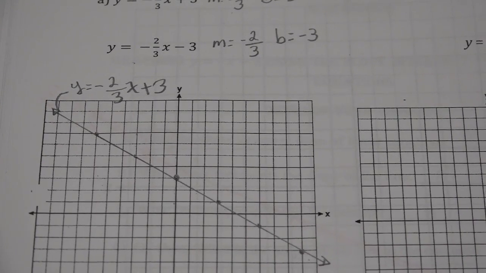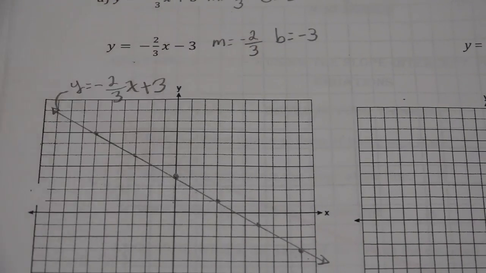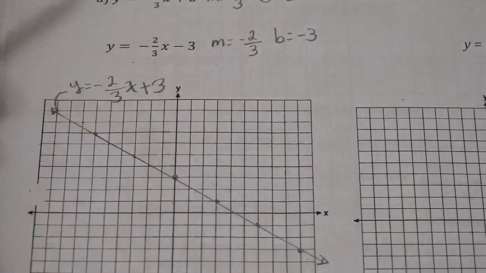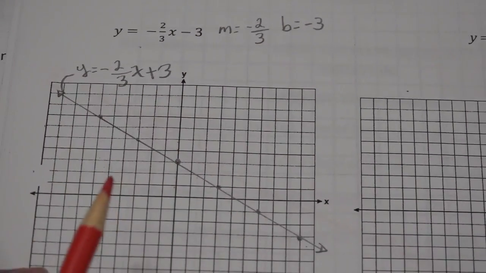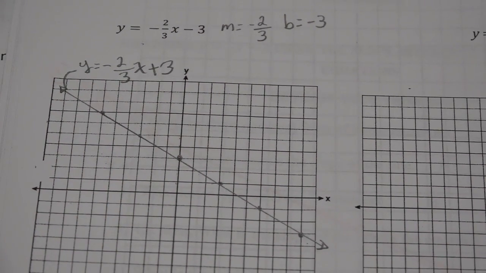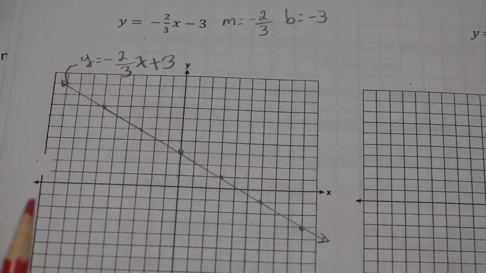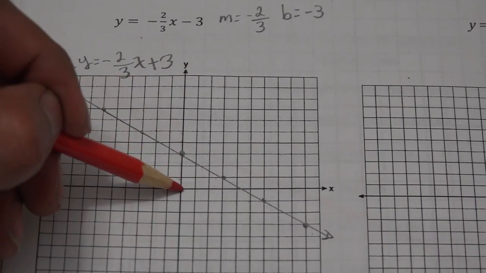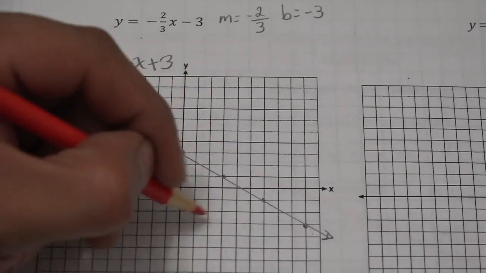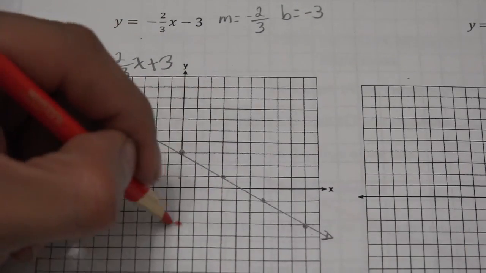The second line has a slope of -2/3, the same slope, but it has a y-intercept of -3. So therefore, my starting point is going to be (0, -3). So I'm going to go to my graph and I'm going to go to 0 and then down 1, 2, 3. So this is my starting point.